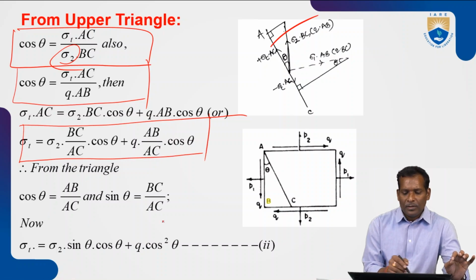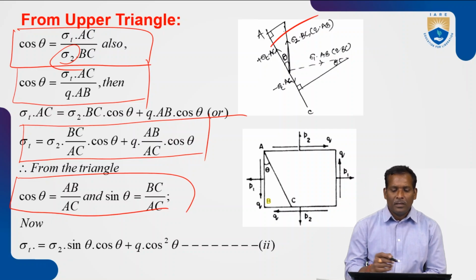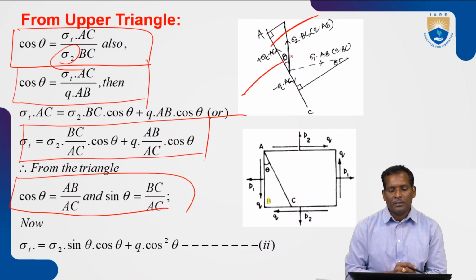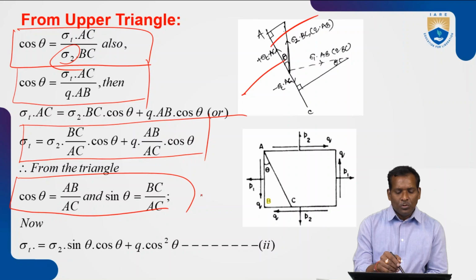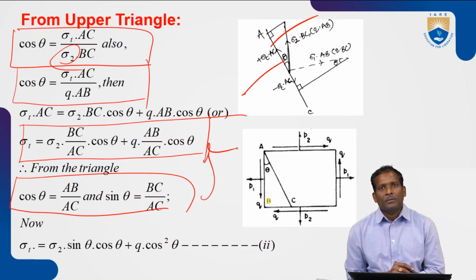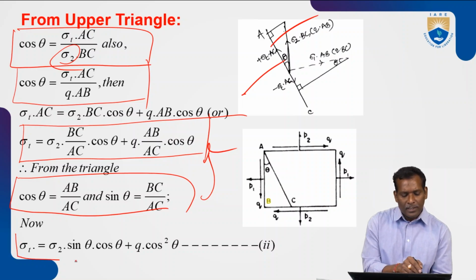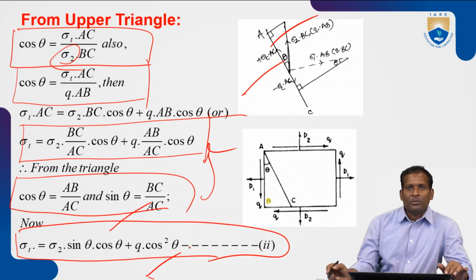From the triangle you can write again cos theta is AB by AC, and sin theta is equal to BC by AC, from this triangle. So now substitute these two in this equation. You will get sigma t is equal to sigma 2 sin theta into cos theta plus q into cos theta.